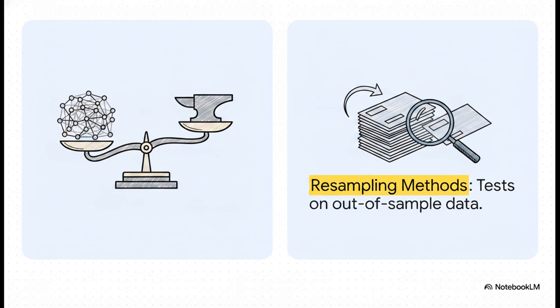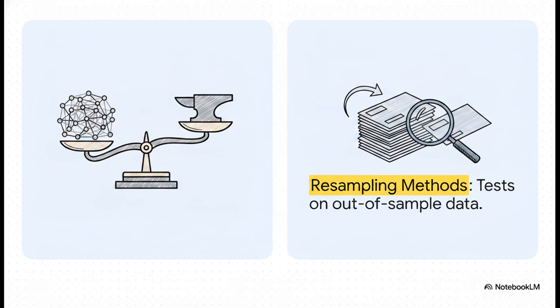So, we have two main schools of thought to fix this. On one side, we have probabilistic methods. These analytically score a candidate model and mathematically penalize it for being too complex. Basically, models with fewer parameters are rewarded because they usually generalize better out in the wild. Think of things like the Akaike Information Criterion, AIC, or the Bayesian Information Criterion, BIC.